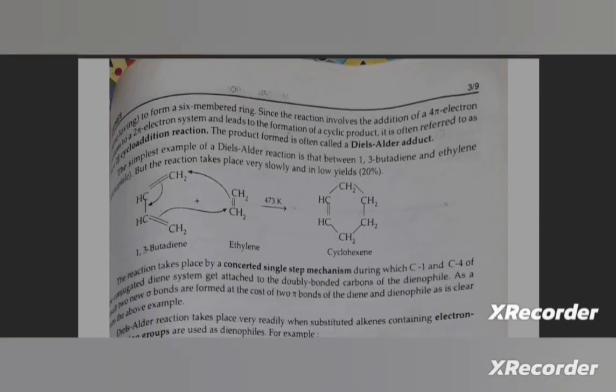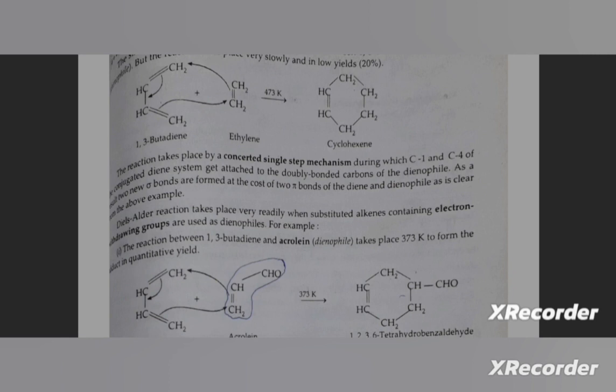Number 3. Diels-Alder reaction, 4 plus 2 cycloaddition. This is one of the most important reactions of conjugated dienes. It involves an addition reaction between a conjugated diene and a compound containing a double bond, called a dienophile, to form a six-membered ring.